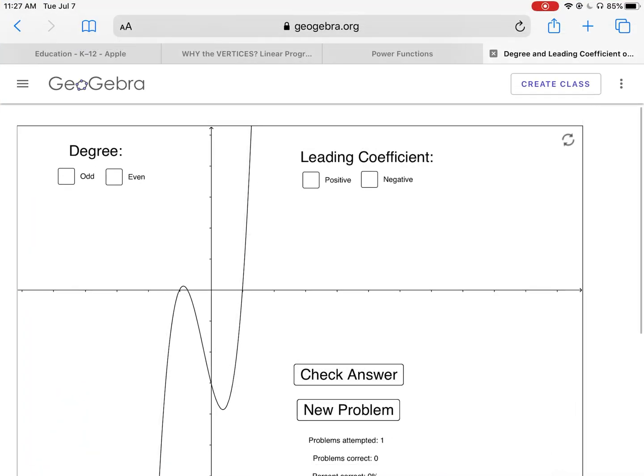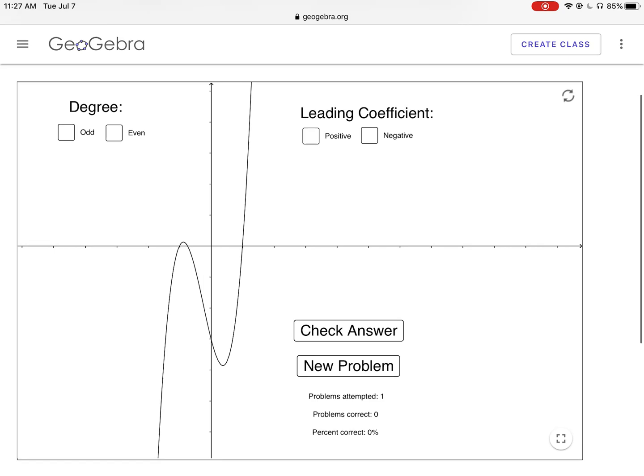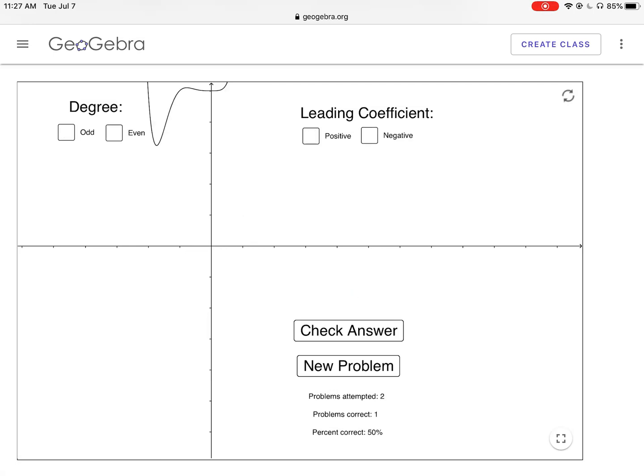So let's go back and I'll just do a problem or two with you. Notice the end behavior on the left is down and on the right is up. Since it's going in opposite directions, I know I'm odd here. And then this would have to be a positive leading coefficient if it's down on the left and up on the right. So I'll hit check answer, and I'm good. Then I'll generate a new problem.